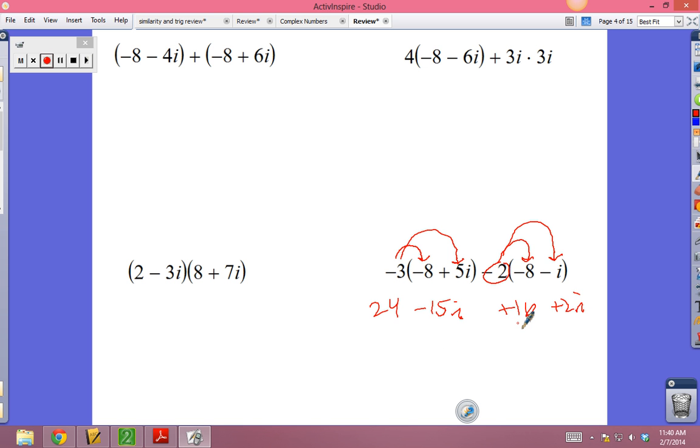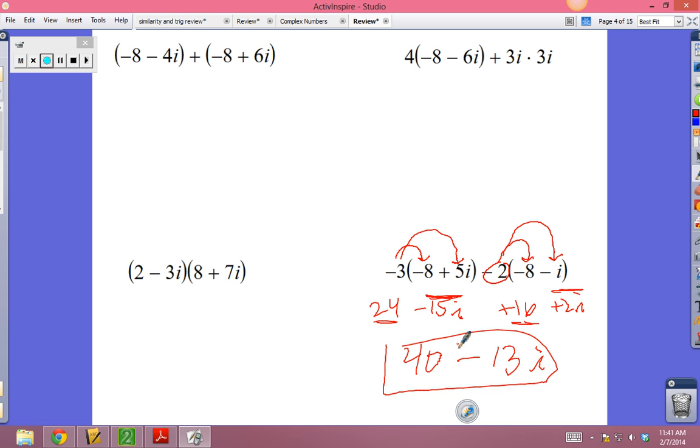So total up your reals. What's 16 and 24? That is 40. And then total up your imaginaries. What's negative 15 and 2? Minus 13. Oh, no, never mind. Is it 13? It is 13.